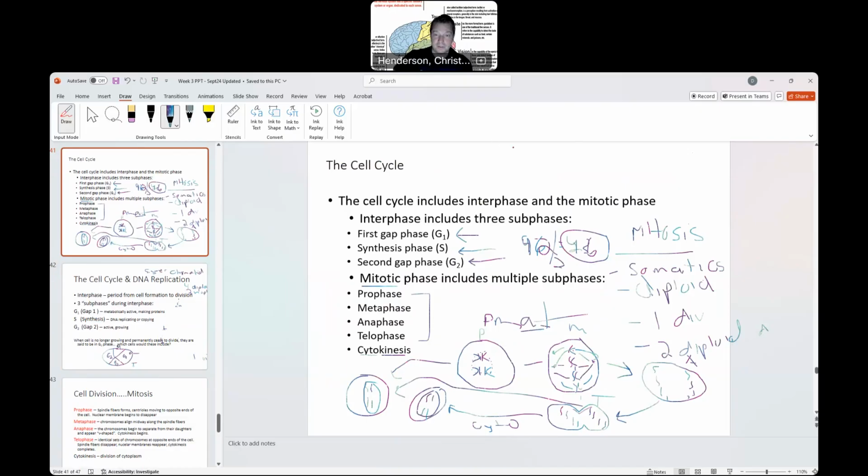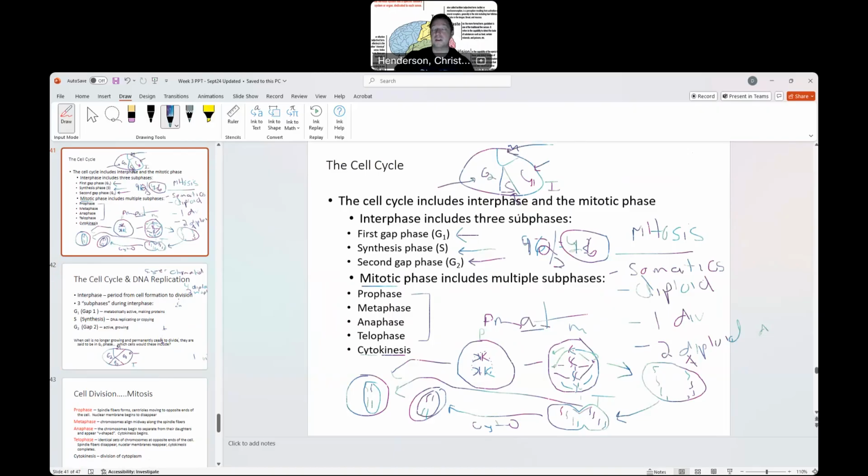That's the cell cycle. So what do you got? You got 2 parts in the cell cycle. You got the mitotic phase, you got interphase. G1, S, G2. Normal cell metabolism, replicating all of the DNA, making sister chromatids, preparing to divide, dividing. What happens in mitosis? PMAT, prophase, metaphase, anaphase, telophase, cytokinesis.